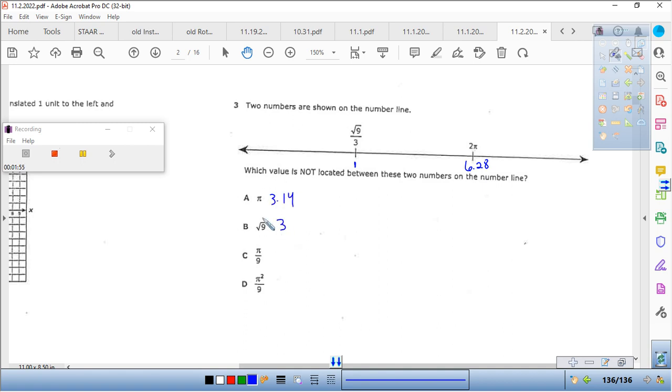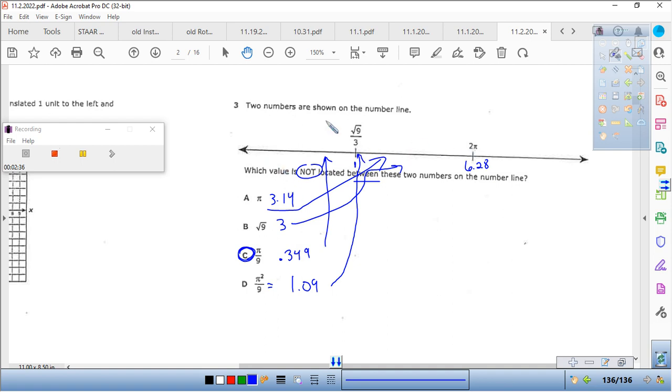This one is pi divided by 9, which is about 1/3, about 0.349. Look, that one's between these two. This one's between these two also. This one's 0.3, not even 1. This is 1, so this one's right here. It's not located between, so I'm going to go to this one right here. Just to check this one out, pi squared divided by 9 is 1.09. So that one does fall right next to it, but between these two.